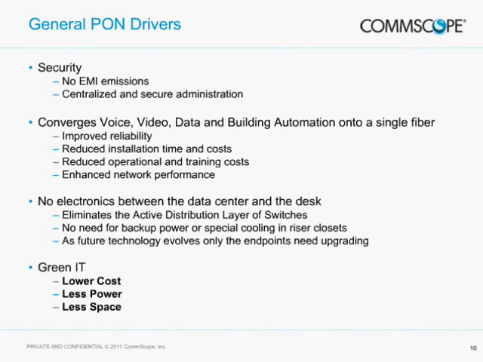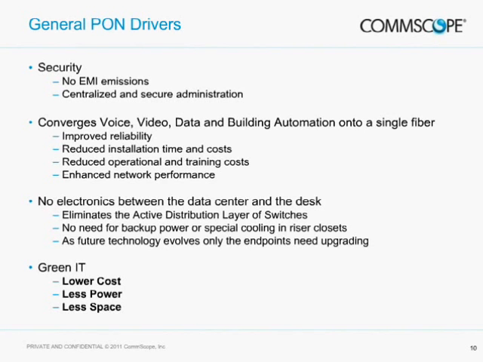Installation time goes down. Operational training costs go down because we don't have multiple network systems in place, and we get enhanced performance. One of the primary drivers is no electronics between the data center and the desk. What that allows us to do is remove or reduce the number of active distribution layer switches. And since we've removed those, there's no need for backup power or cooling in those closets or areas. It's a very green solution because we're lowering the cost, both the CapEx and the OpEx. We're reducing the power requirements and the space requirements because we're not using those spaces for traditional deployments of switches.